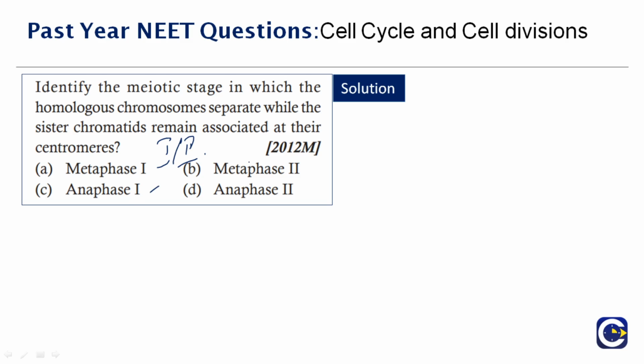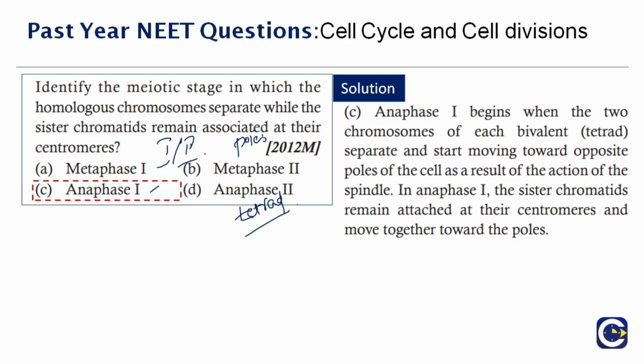The correct answer is anaphase 1. Anaphase 1 begins with the 2 chromosomes of each bivalent, that is, we are talking about tetrad. So what happens here? They separate and they start moving towards the opposite poles of the cell as a result of the action of the spindle fiber. In anaphase 1, the sister chromatids remain associated at their centromeres, and they move together towards the poles. They don't get separated; all together they will move towards the poles. Therefore, the correct answer to this question is option C, anaphase 1.